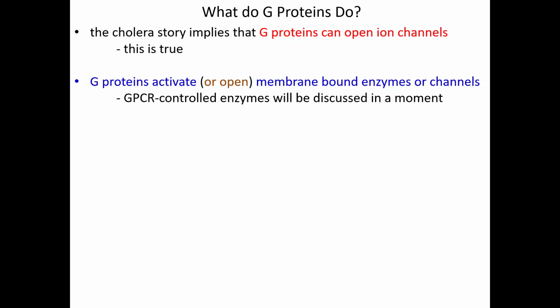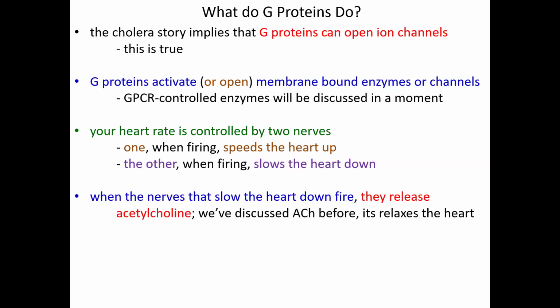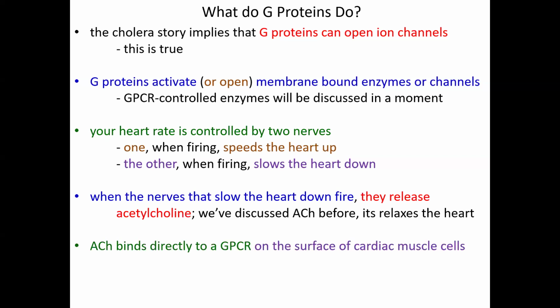But G protein coupled receptor controlled enzymes do something even more profound in the cell. Here are some specific examples. Your heart rate is controlled by two nerves. One nerve, when it fires, speeds the heart rate up, and the other nerve, when it fires, slows the heart rate down. And through the competing opposing actions of these two neurons, you can achieve homeostasis and have a regulated heart rate. When the nerves that slow the heart down fire, they release the neurotransmitter acetylcholine. And we actually talked about acetylcholine before, specifically in regards to the cardiac muscle. When acetylcholine is dripped on cardiac muscle, it relaxes the heart, and this is what slows the heartbeat down.